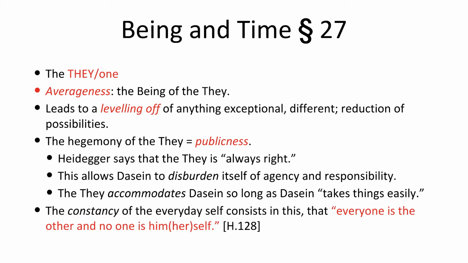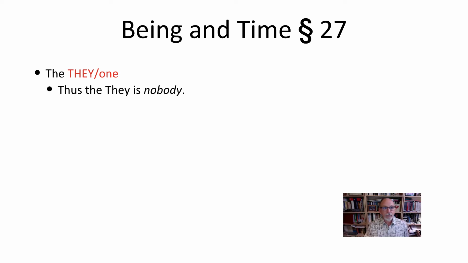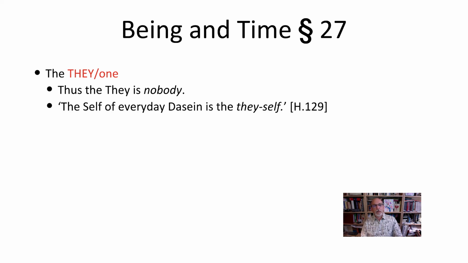The constancy of the everyday self consists in this, that everyone is the other and no one is him or herself. And that's what Heidegger is going to mean by inauthenticity. The they is nobody. The self of everyday Dasein is the they self.